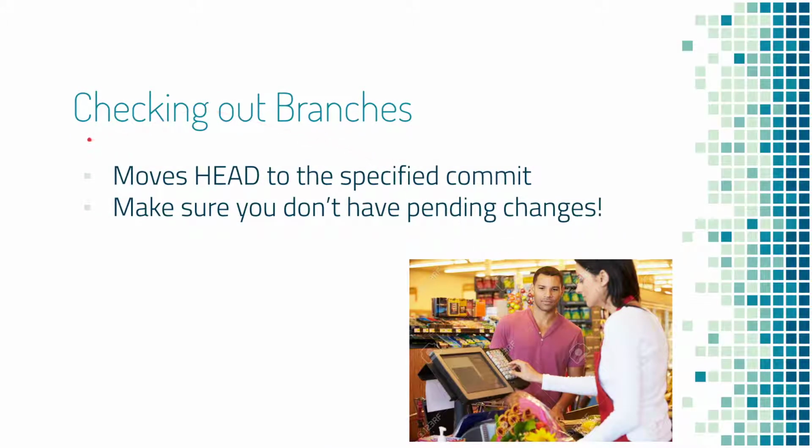So again, when checking out branches, Git will move the HEAD to the specified commit. And then if you have any pending changes in the index or the staging area, Git will probably not let you check out a new branch. You'll need to either discard whatever changes you have so far or make a commit before you switch to a new branch.